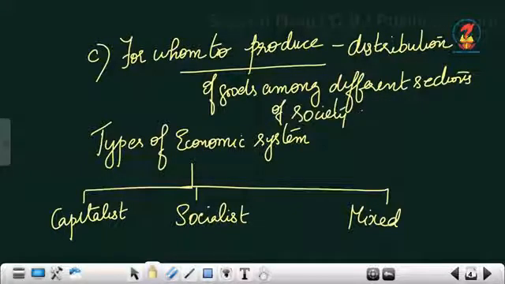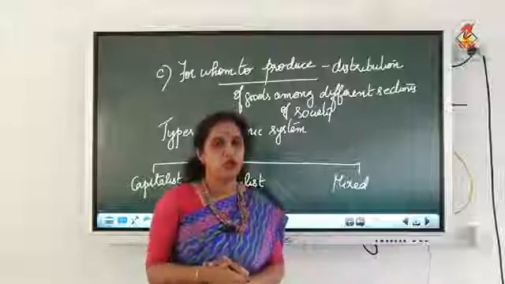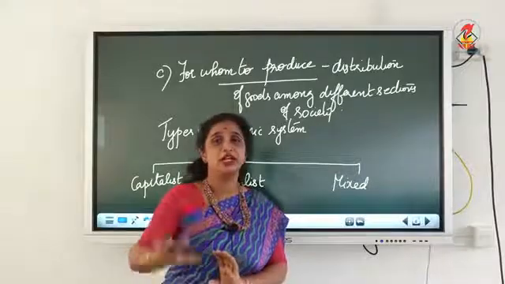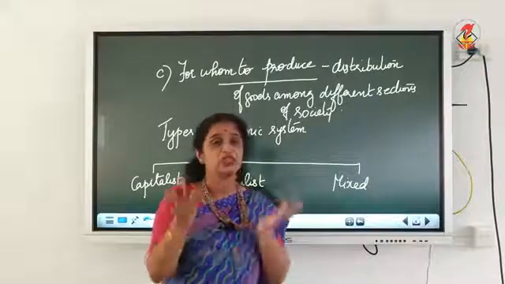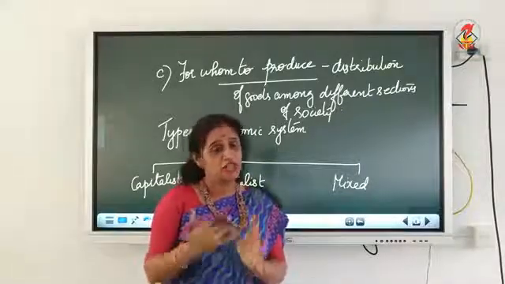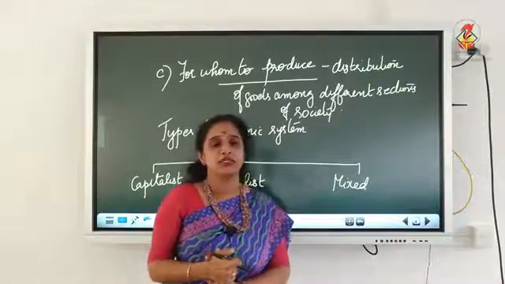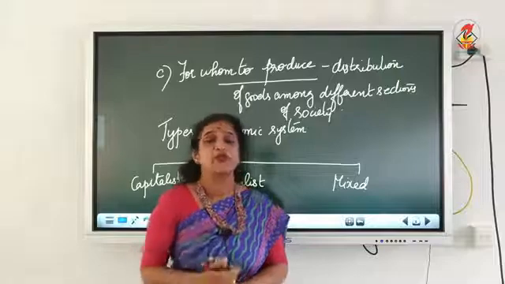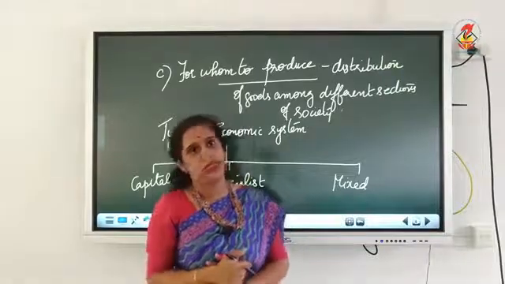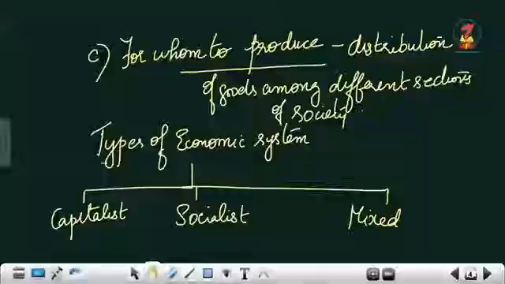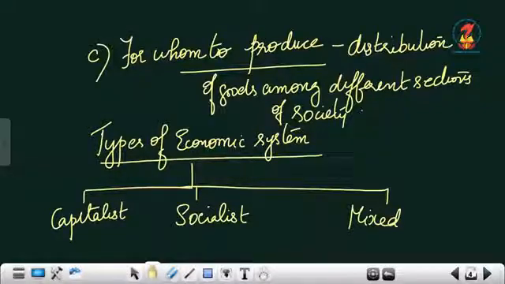So, an economic system is an arrangement to solve the central problems of an economy. These are the central problems of an economy. This has to be solved. To solve these problems, some arrangement has to be made. That arrangement is known as the adoption of a proper economic system. Now, let us see the next topic, types of economic system.